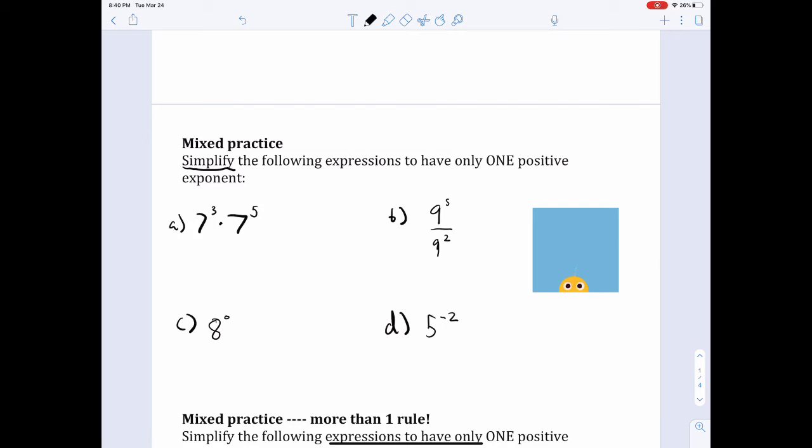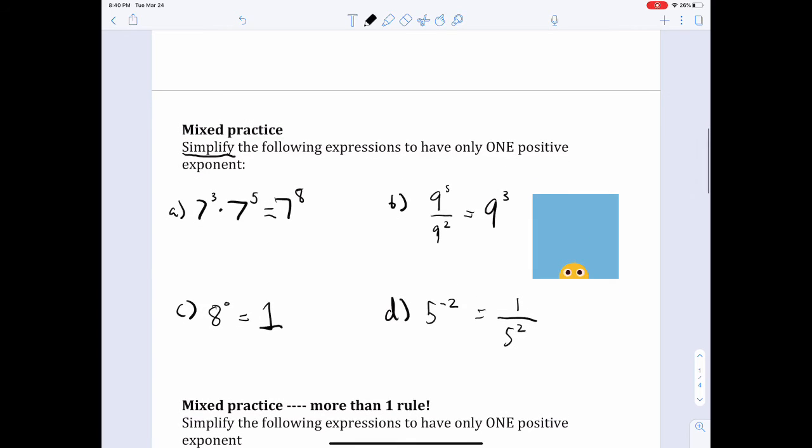You're doing great. All right, so this one you should get 7 to the 8th power using the product rule. This one you should get 9 to the 3rd power because 5 minus 2 equals 3. 8 to the 0, well, anything to the 0 power is 1. And 5 to the negative 2, that's the negative exponent rule. So you're going to switch where it is and make the exponent a positive. So if you got those, that's great. You know how to simplify using our exponent rules.